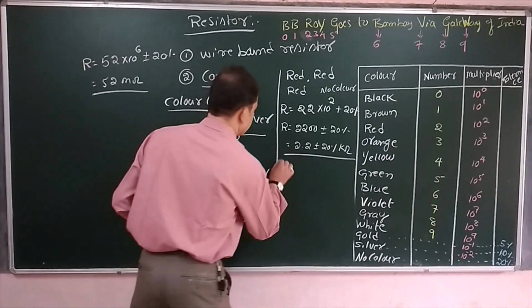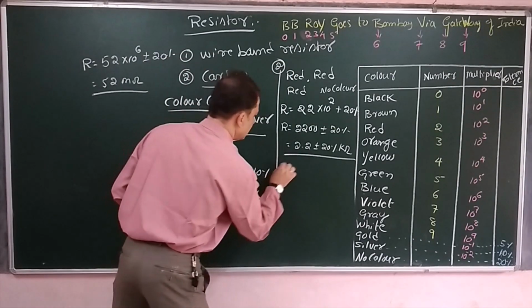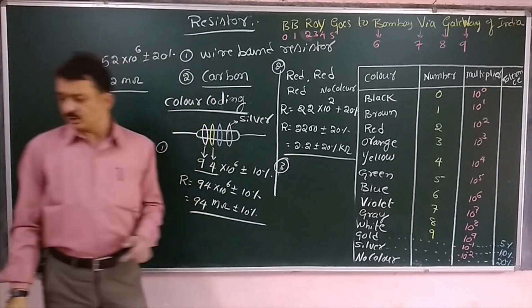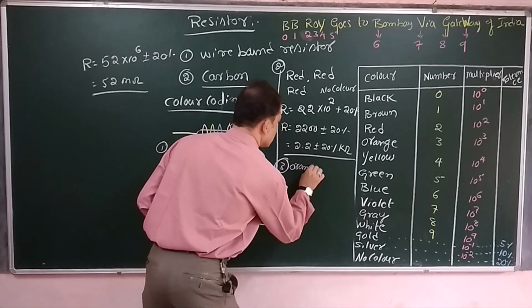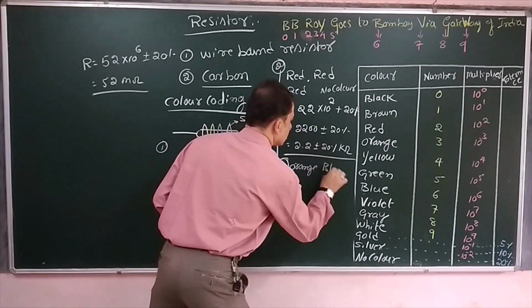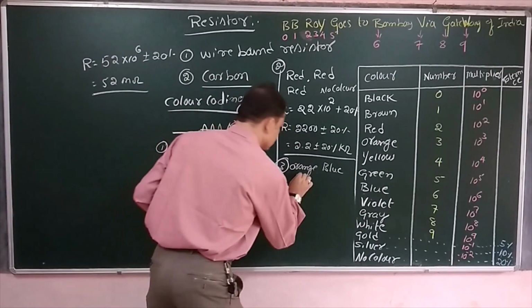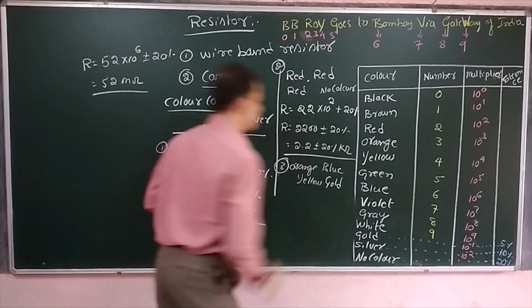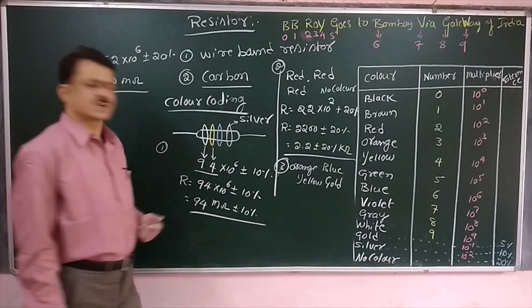So one more example. Now this is the first example, and this one is the second example. We are taking the third example. Now if I have orange, blue, yellow, gold. What is the value of the resistor?